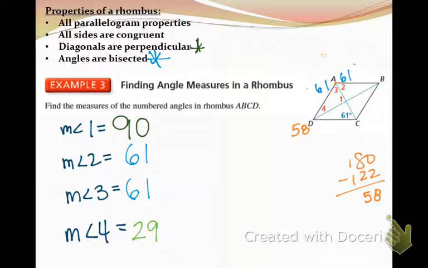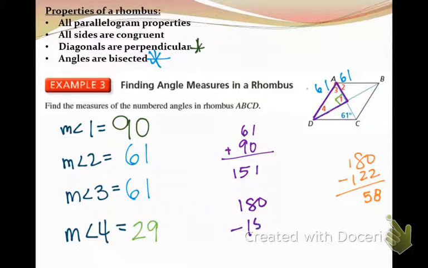Here's the second way. So if angle 1 is 90, angle 3 is 61. Think about this. What shape does this make? A triangle. How many angles do you have in this triangle? Well, how many angles do we know of right now? We know 2 of them. We're missing 1 of them. So how would we find the missing angle? You add them up. And then what? Subtract from 180. So 61 plus 90 is 151. 180 minus 151 is 29.